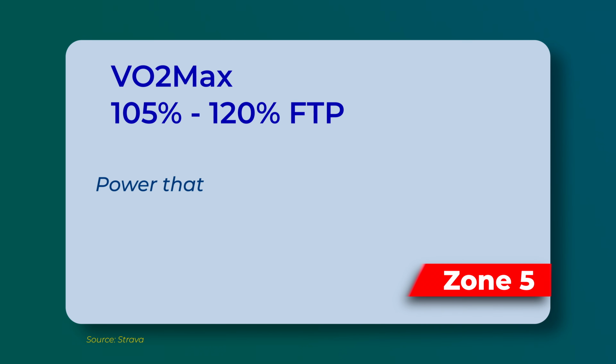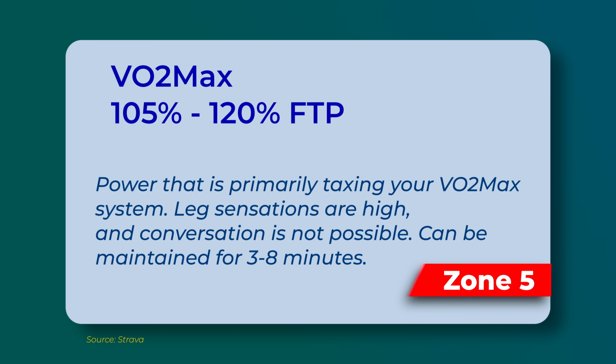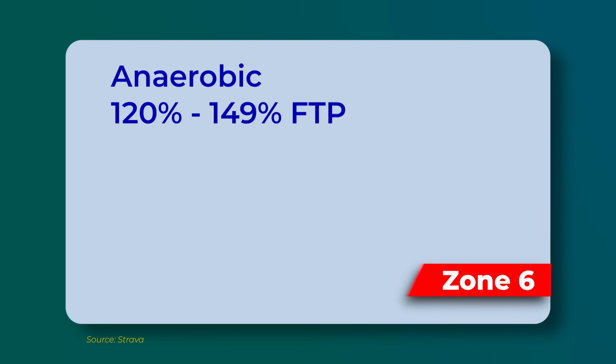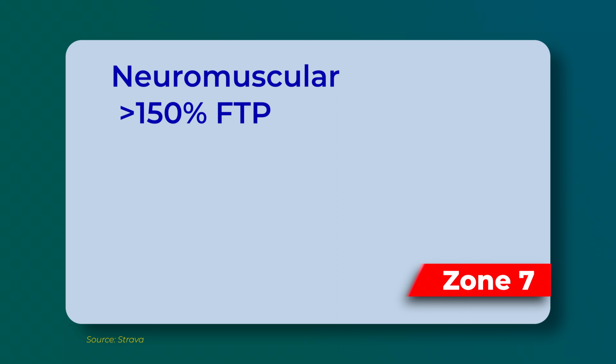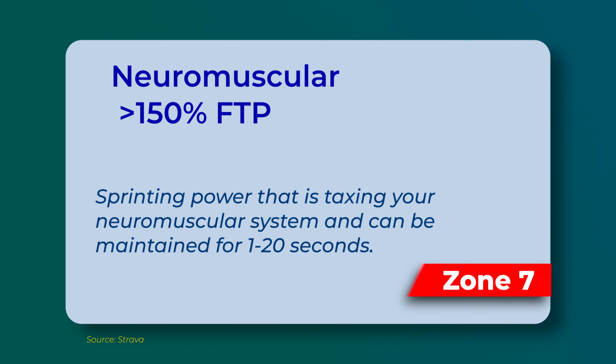Zone 5, VO2 max. Conversation in this zone is not possible and the pace can be maintained for 3 to 8 minutes. Zone 6, anaerobic. Extremely hard effort with severe leg sensations. Last zone, neuromuscular. This zone is used for sprinting between 1 and 20 seconds.